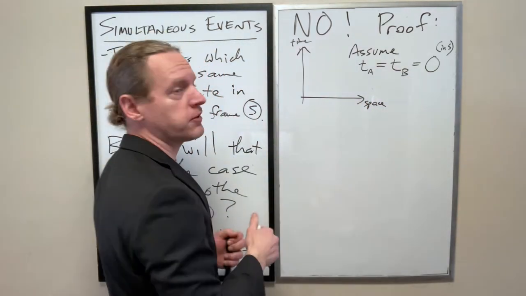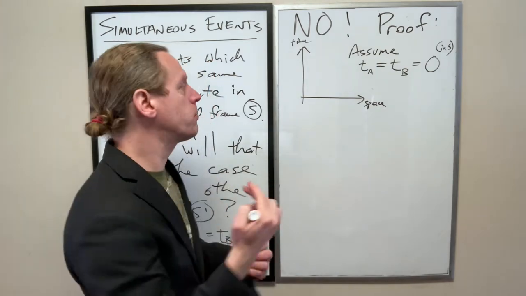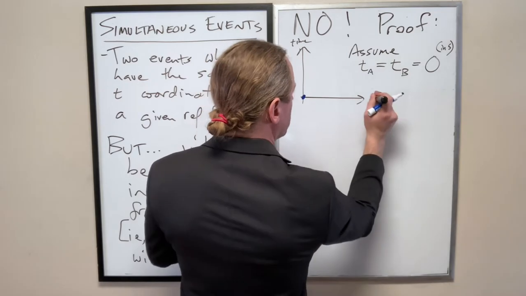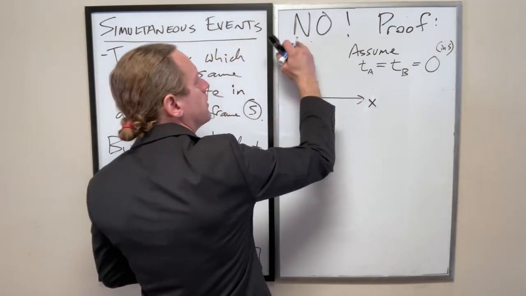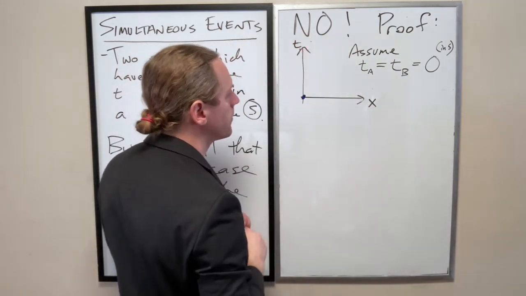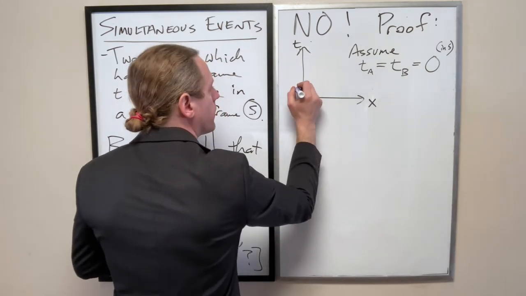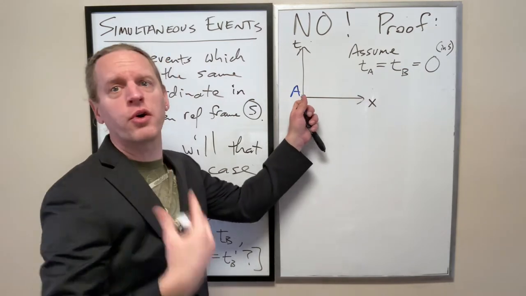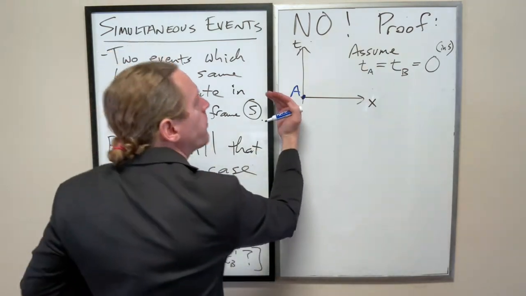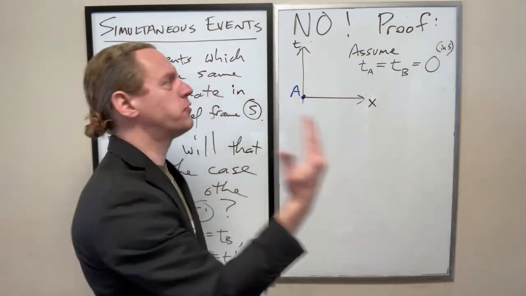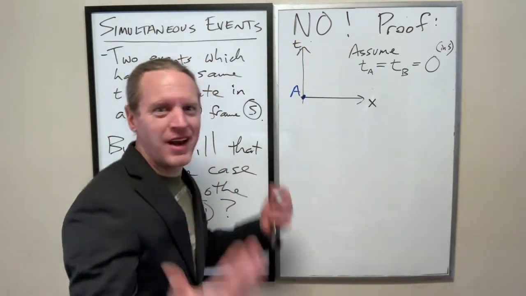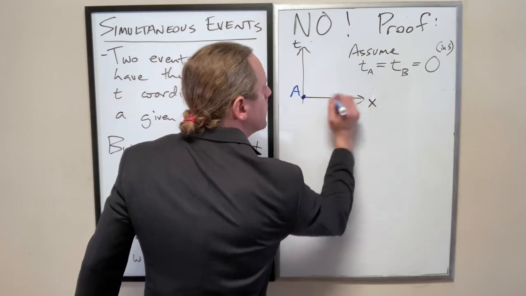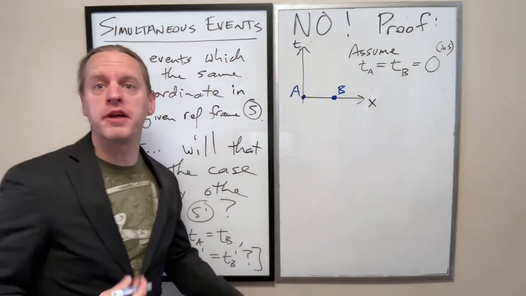If both of those events, A and B, happen at t0, that means that, and by the way, I should be a little more careful here, that's x, and that's t. Okay, so now, this is event A, and there's no reason why I have to put it at the origin other than the fact that I could have arbitrarily put it anywhere, and then I'm just going to call that to be my origin. So for the sake of ease, I'm just going to define my origin as wherever event A is, and then now there's going to be event B.